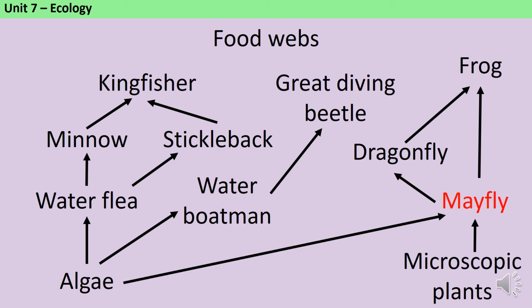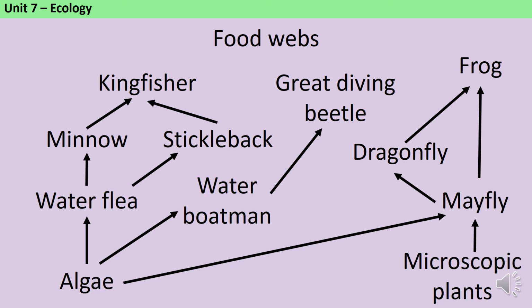To start with, let's look at the mayflies because this is quite straightforward. The mayflies are eaten by the dragonflies and the frogs. So since they both lose their only food source, they will also die out completely. At the same time, the mayflies won't be eating the microscopic plants and the algae. So their numbers will increase. The increase in the number of algae will also have a knock-on positive effect on the water fleas and the water boatmen.